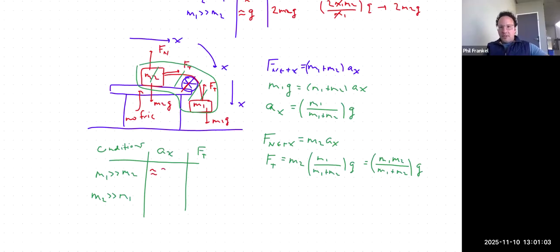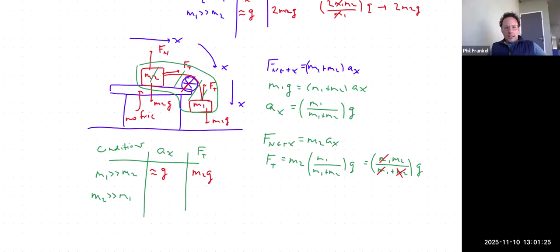How about the tension force? If M1 is huge compared to M2, I don't have to worry about adding M2 to M1. I'm left with M1 times M2 over M1. So the M1 goes away, and the tension force is just equal to M2 times G.